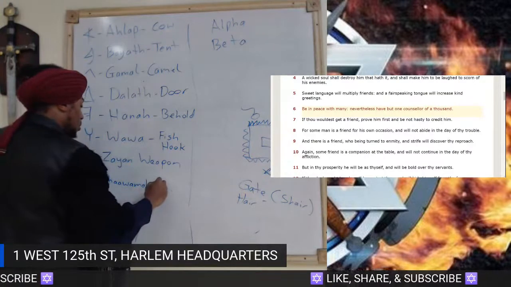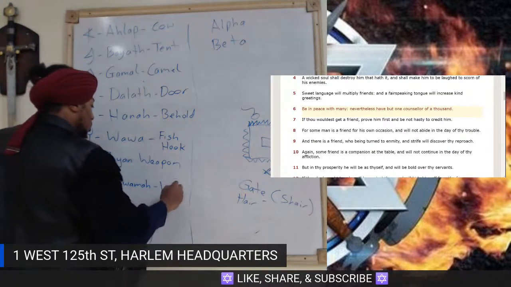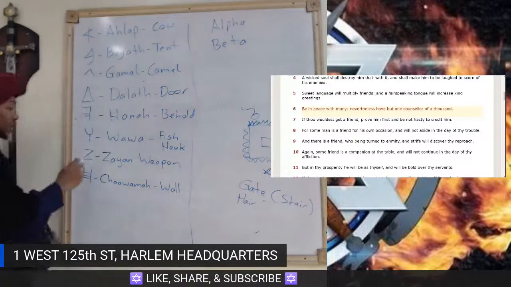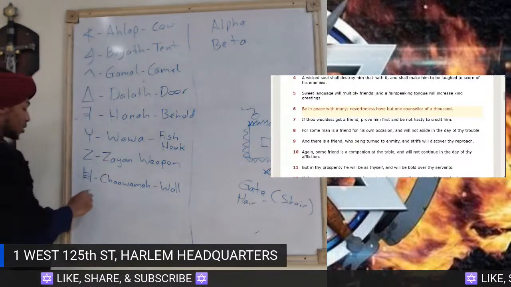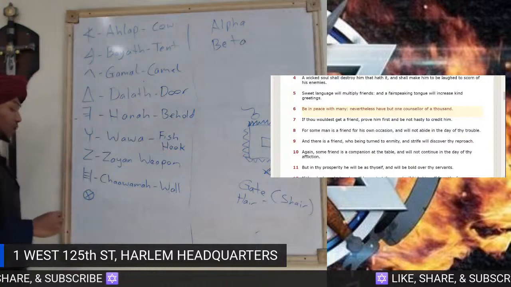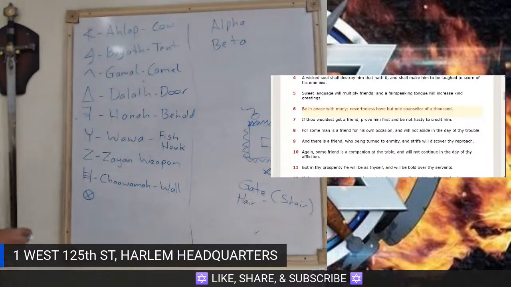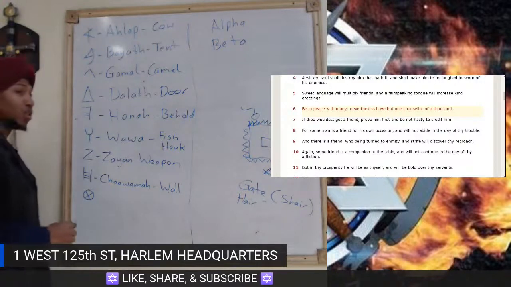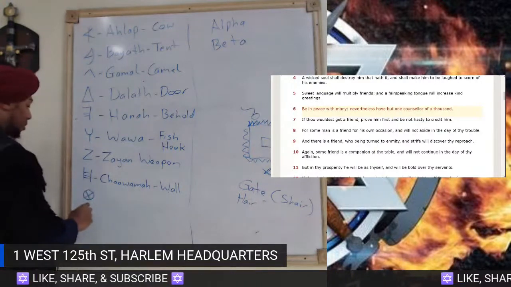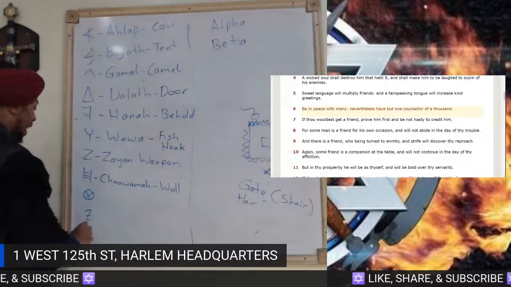Be in peace with many, nevertheless have but one counselor of a thousand. If thou wouldest get a friend, prove him first, and be not hasty to credit him. That is why brothers were dressed in all black. Yeah, and you got to prove a friend. Be not hasty to credit him.